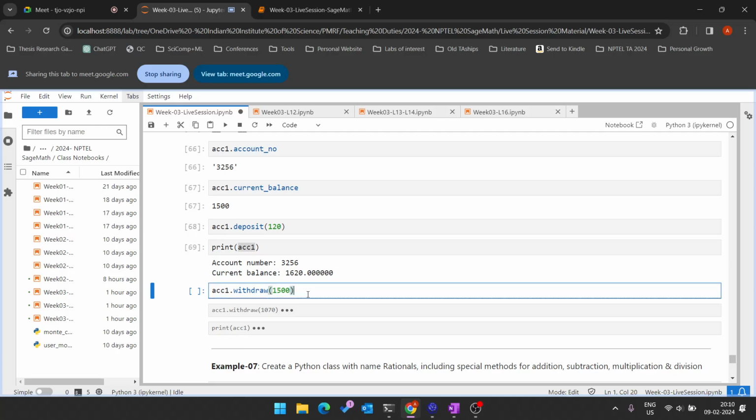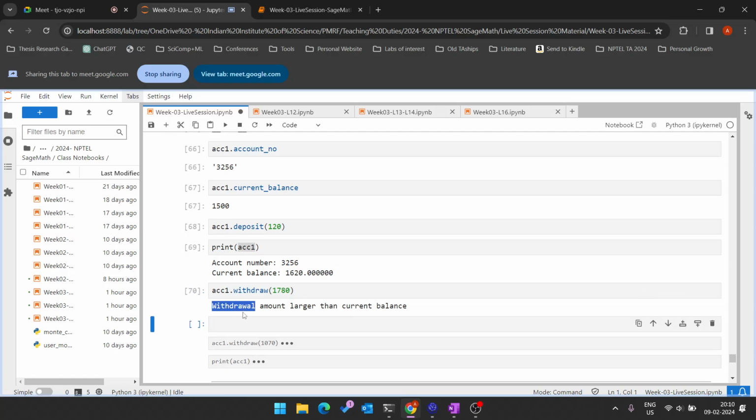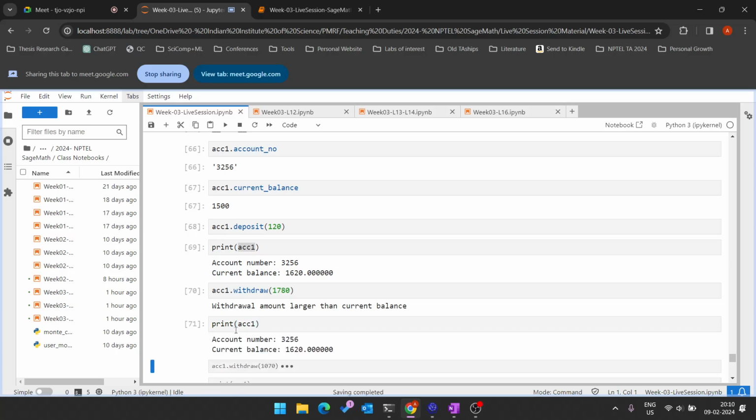If I wish to withdraw, say, 1700 rupees out of this, we expect this withdrawal to fail, and that is what we see, that an error has arrived here, which tells us that our withdrawal amount exceeds our current balance, so withdrawal cannot proceed ahead. If I now want to say print the current status of account 1, it should be unchanged, right?